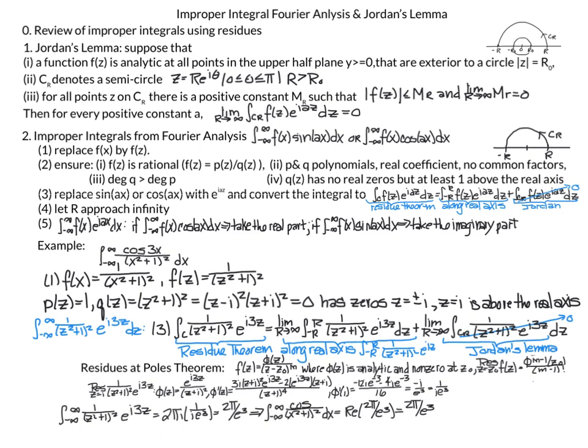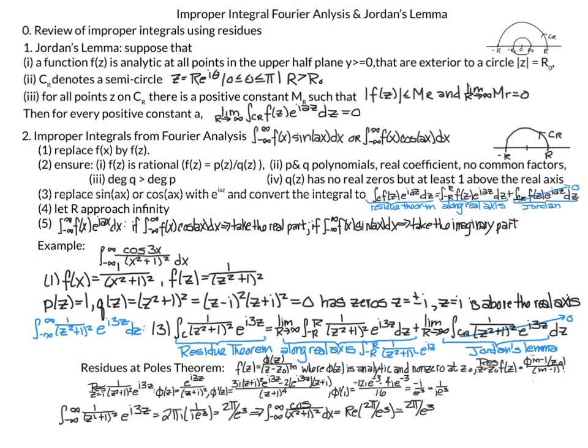The first step is to replace f of x by f of z. The second is that we want to ensure these conditions are met: that f of z is rational, equal to p of z over q of z, where p and q are polynomials with real coefficients and no common factors. Next, the degree of q is greater than the degree of p. And then last, we want q of z to have no real zeros, so none on the real number line on the x-axis, but at least one zero above the real axis. And remember, we don't want q of z to have any zeros on the real axis because we are going to integrate along the real axis, and if there's a zero there, we'll have trouble.